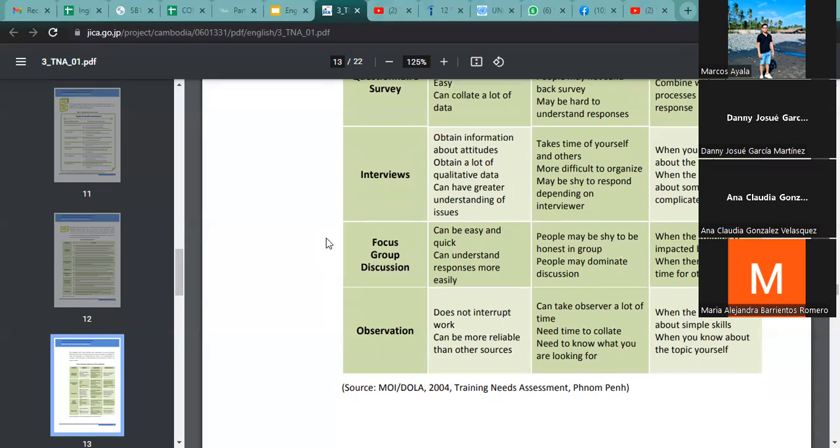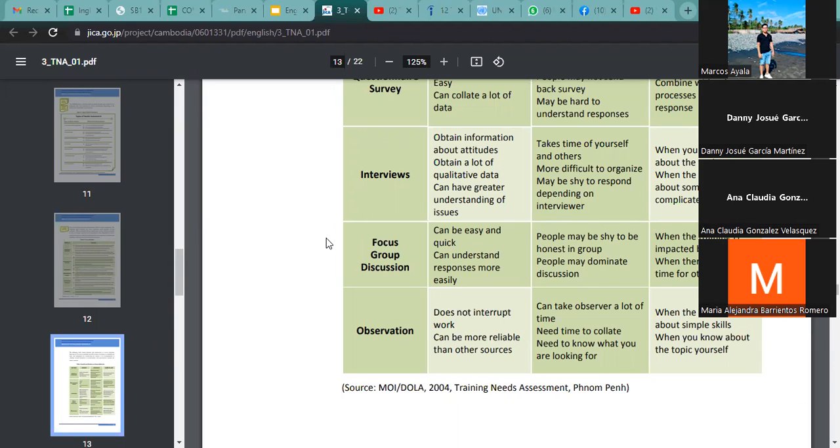And focus group discussions. Can be easy and quick, can understand response more easily. People may be shy to be honest in a group. People may dominate discussion. When the training is impacted by team work, when there is not much time for other methods. Observation, does it not interrupt work?